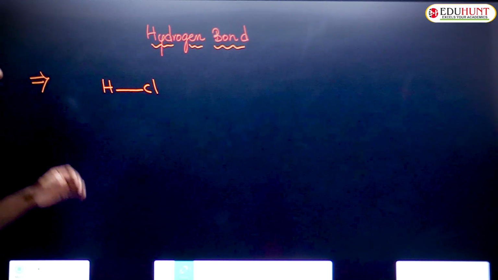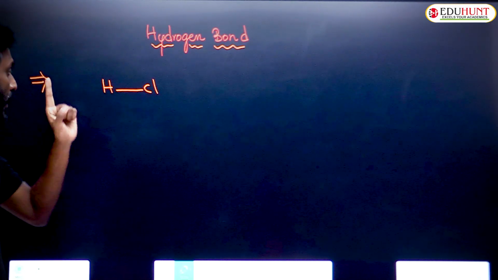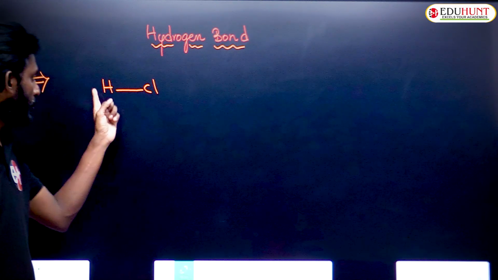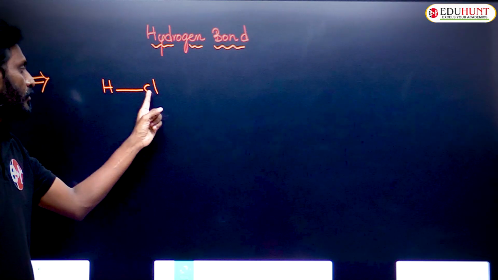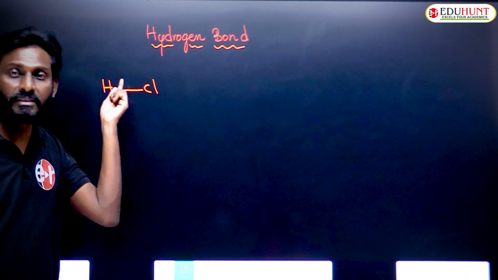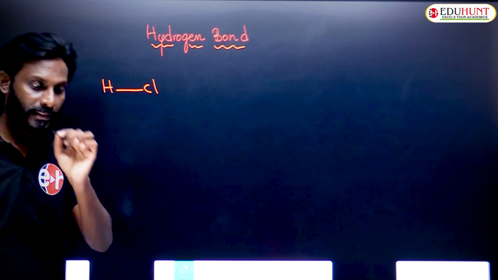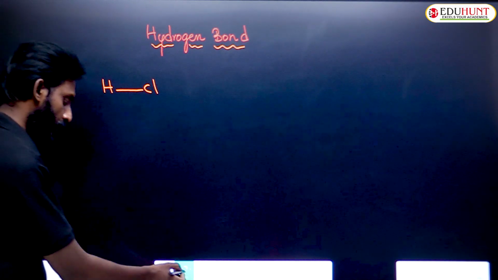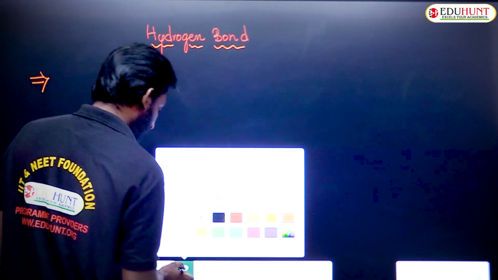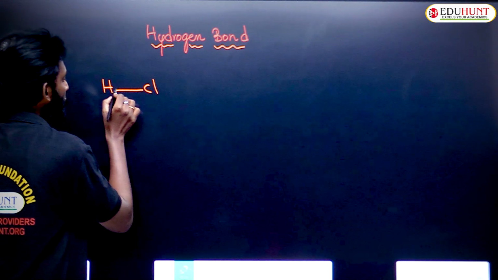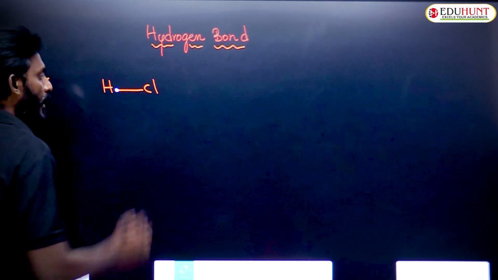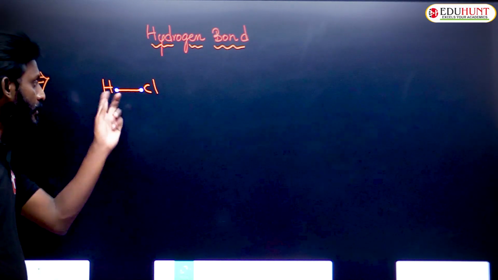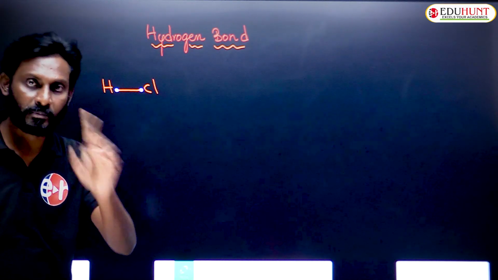Now you know very well, compared to hydrogen, chlorine is more electronegative. And what is this line, students? This line is nothing but the bond pair, the shared pair of electrons. I explained so many times that hydrogen has contributed one electron and chlorine has contributed one electron. That is the electron pair.